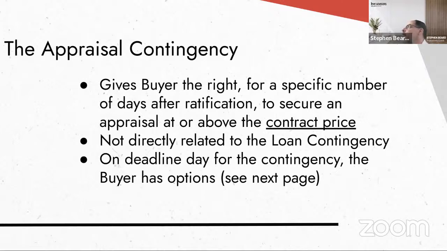So the appraisal contingency, there is a sales price. It is not the listing price. It is not the offer price. It is the ratified contract price, because there might have been counteroffers. So the final price, the contract price. Call it the contract price.